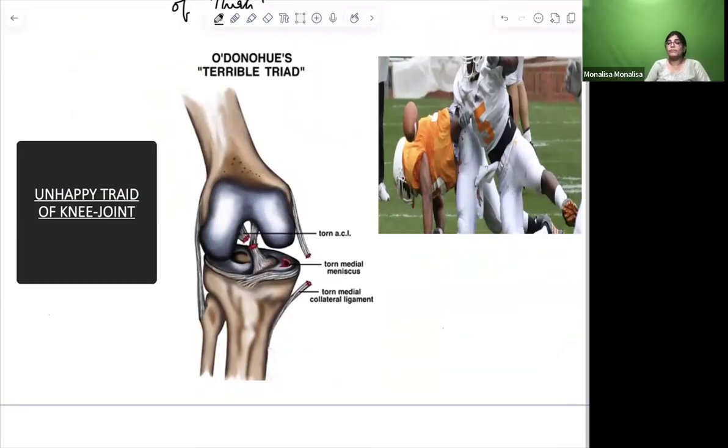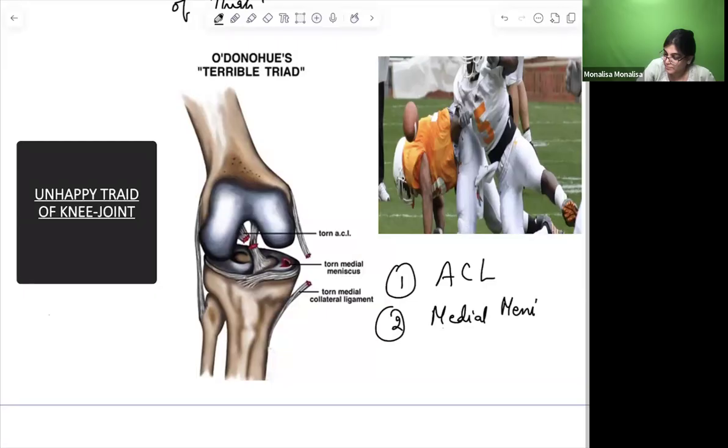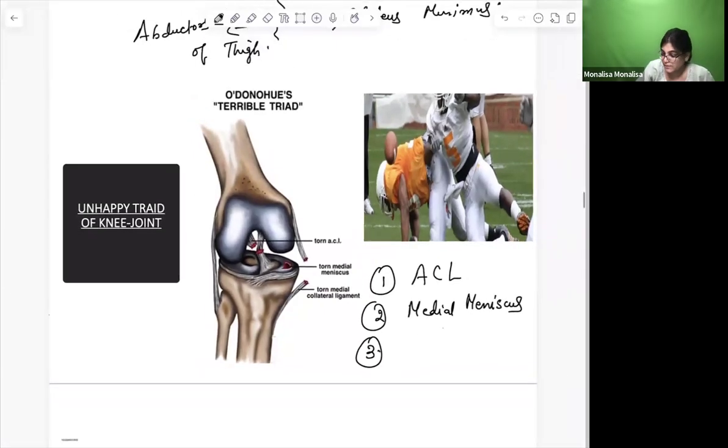Now, my next clinical aspect is the unhappy triad of knee joint. When 3 ligaments of the knee joint are injured together, we give it a name called unhappy triad of knee joint. So, which 3 structures are injured together? ACL, medial meniscus, and medial collateral ligament. Medial collateral ligament is also called tibial collateral ligament.